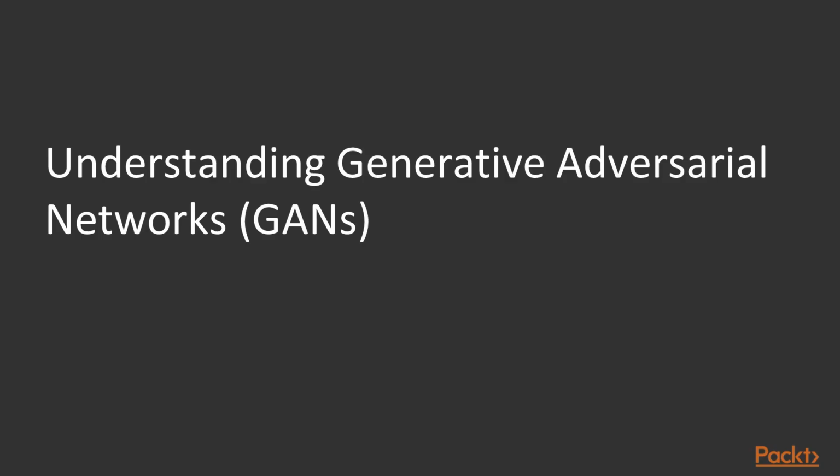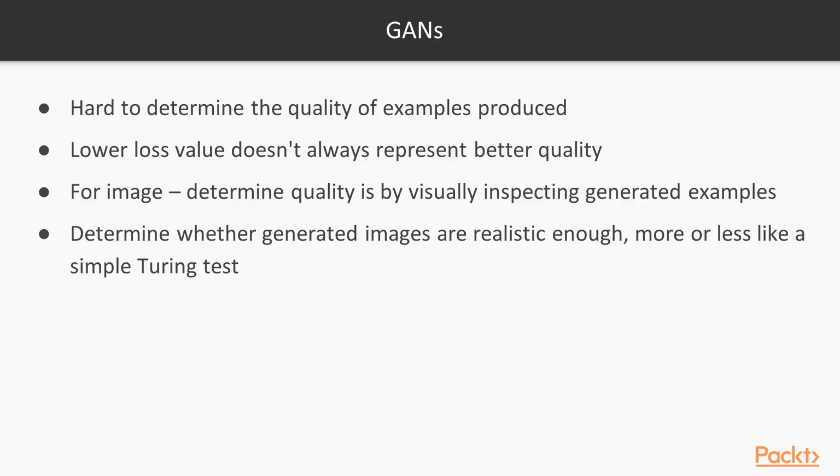First, we understand generative adversarial networks, GANs. It is hard to determine the quality of examples produced by GANs. A lower loss value doesn't always represent better quality. Often, for images, the only way to determine the quality is by visually inspecting the generated examples. We can then determine whether the generated images are realistic enough, more or less like a simple Turing test.